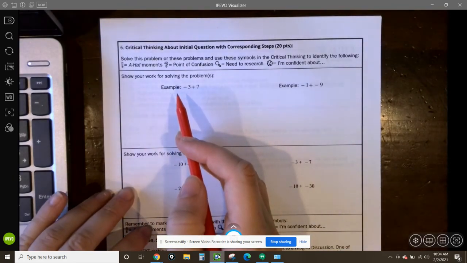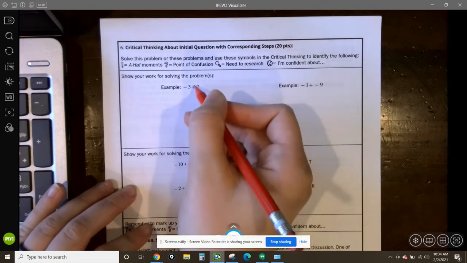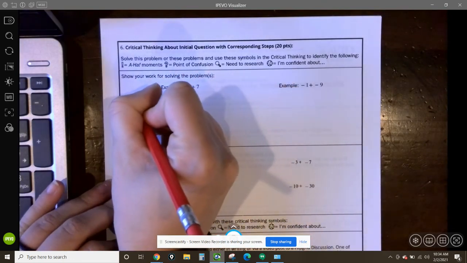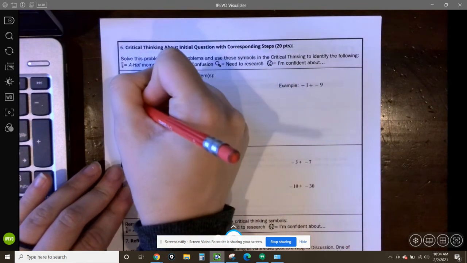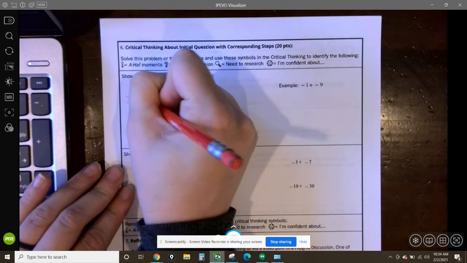First I'm going to show you a kind of a visual way. So -3 plus 7. What I'm going to do is draw 3 negative signs, so go ahead and do that. And then I'm going to put 7 positive signs underneath.